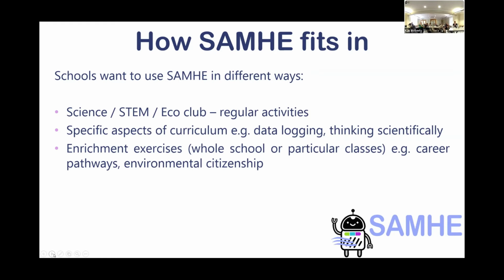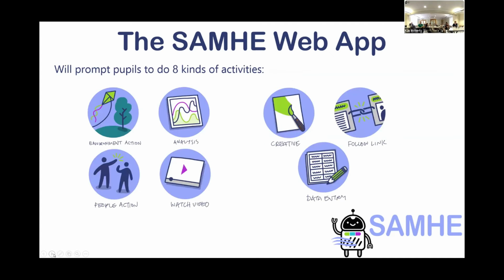And also cross-curricular things like thinking scientifically, or particular enrichment exercises, so career pathways or environmental citizenship. So schools have lots of ideas of how to get involved. The web app will prompt pupils to do 8 kinds of activities. The eagle eyes amongst you will note there's only 7 here. That's because Henry and I have come up with a new one, which is be a data scientist as our 8th activity, and we haven't got a logo for that yet.